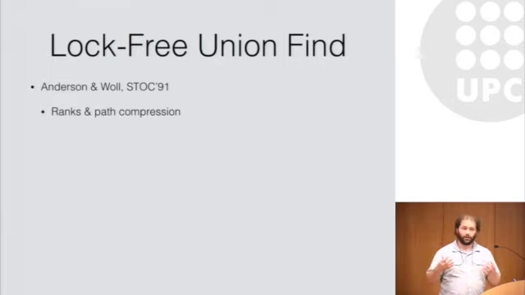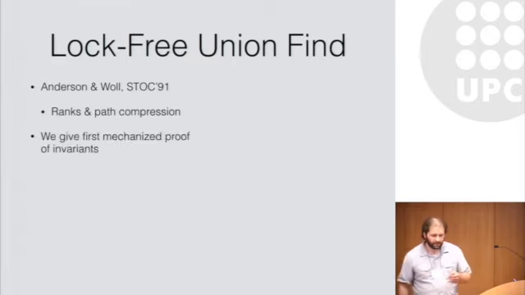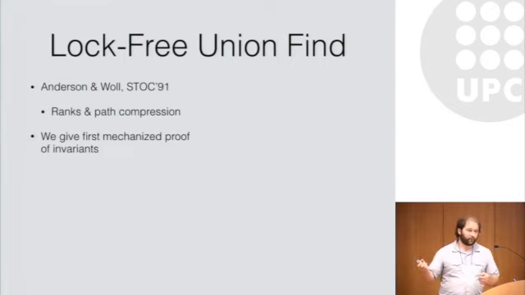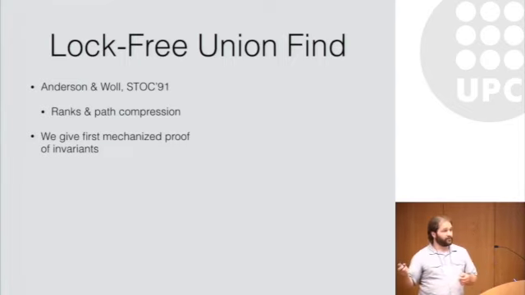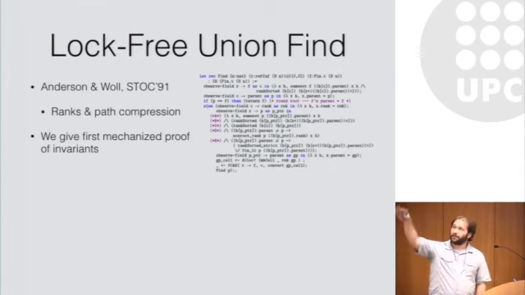So it has rank-based union, it has path compression, and it preserves all the invariants that it needs to for that to work. We've given the first mechanized proof of invariants, both 1 and 2 state invariants for this structure. As an example, don't worry about reading it, but here's the code for find, for lookup. If it looks complicated, it's because the invariants for the structure are really complicated.